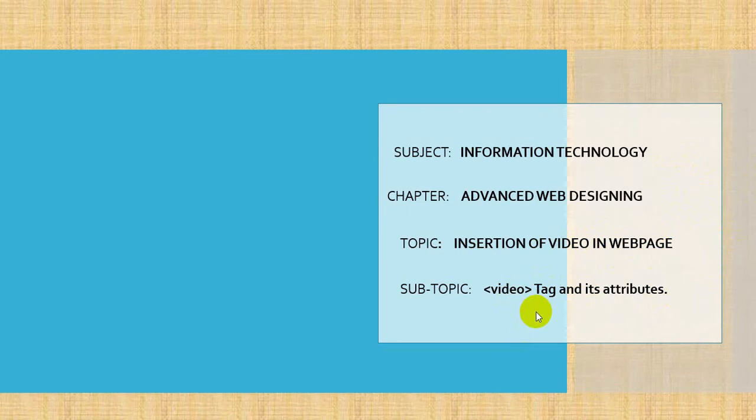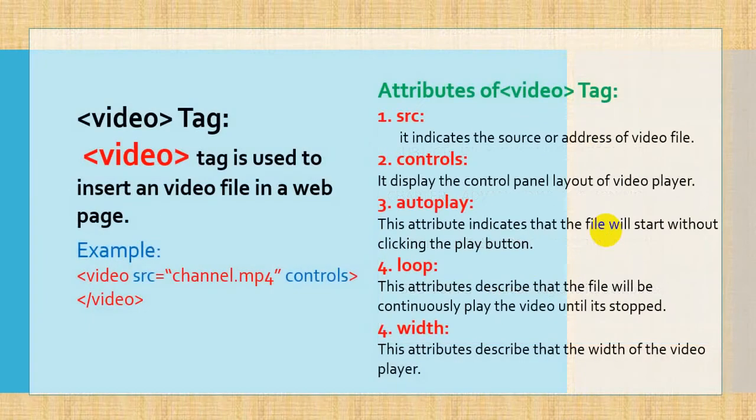So if you learn how to insert an audio file, there is 99% similarity between insertion of audio and insertion of video. The only difference is that for audio you use the audio tag, and for video we use the video tag, and we have some additional attributes for the video tag which we will see. Let's have a look at the attributes of the video tag.